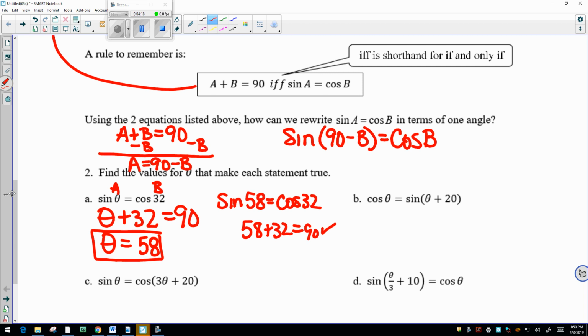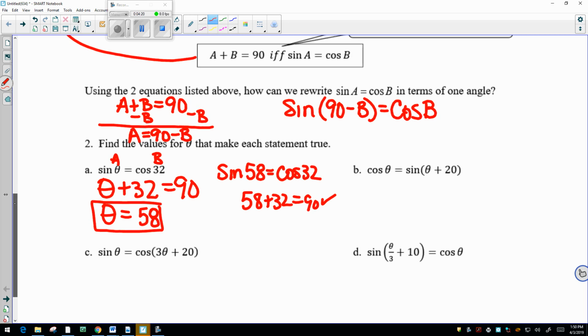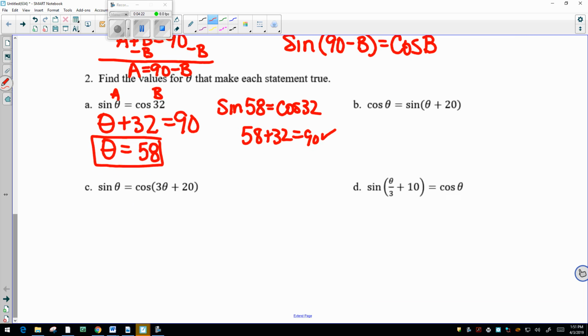Okay, trying another one. So we have the cosine of theta is equal to the sine of theta plus 20. Well, the sine of an angle is equal to the cosine of its complement, meaning if I added them up, they should be complementary, they should equal 90.